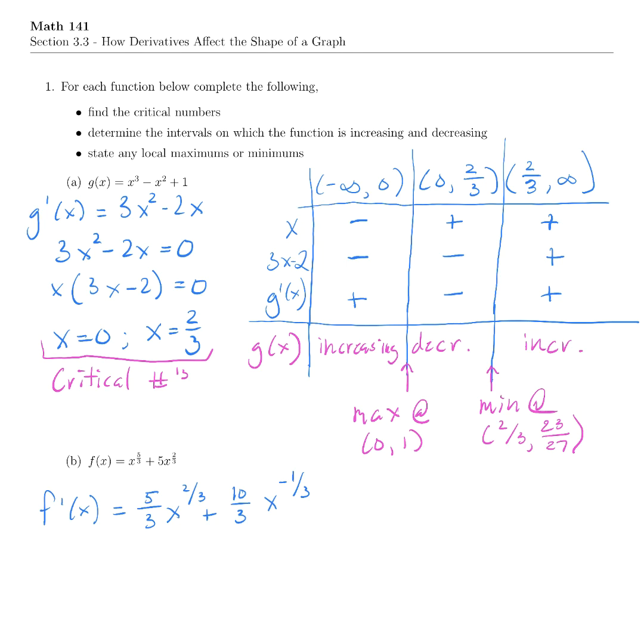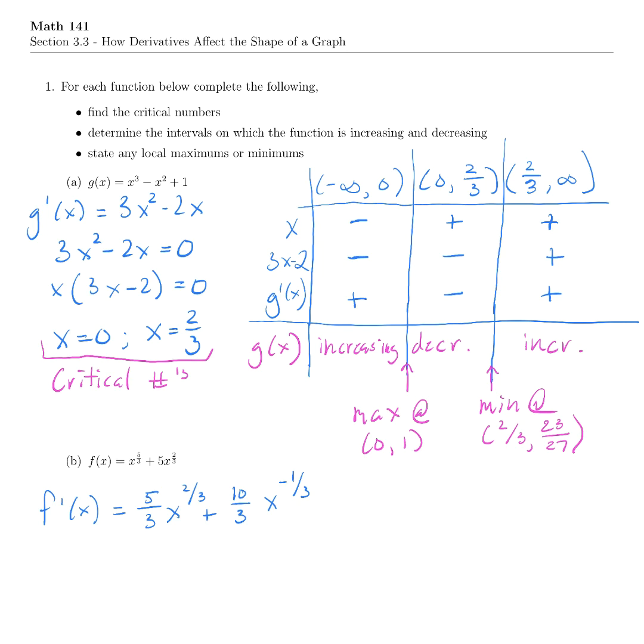Okay, here are the solutions to the 3.3 activity on how derivatives affect the shape of a graph. So at number 1 here, we're just asked to find the critical numbers, the intervals on which the function is increasing and decreasing, and state any local maximums and minimums. So to do that, we start by taking the derivative.